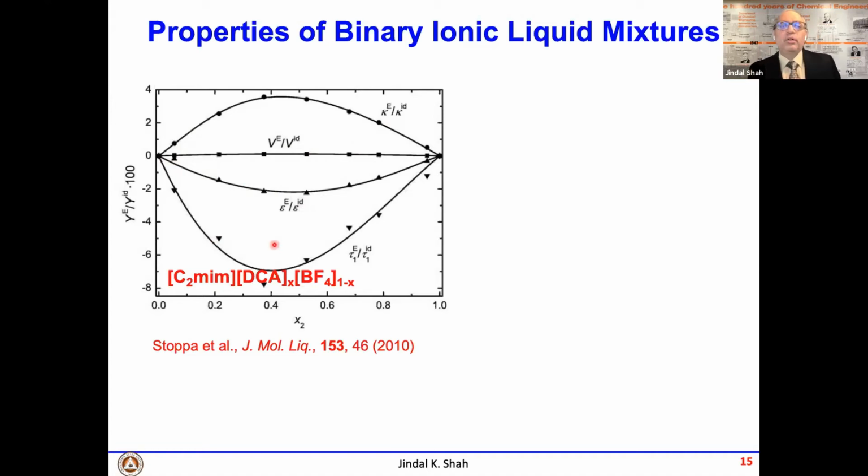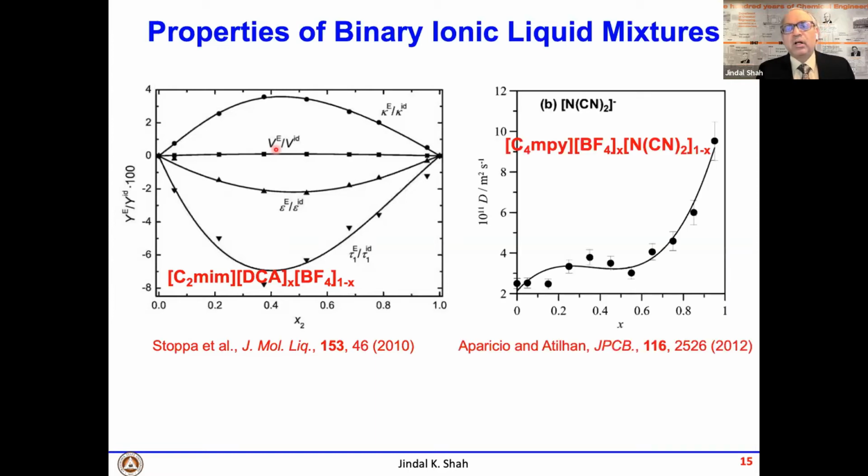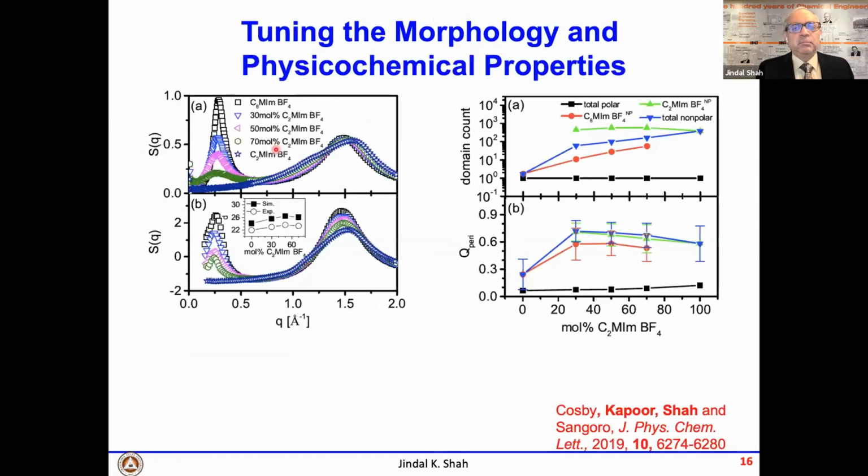And it's not as straightforward to define what an ideal ionic liquid mixture is, at least from the thermodynamic point of view, where we see that excess molar volumes are really small. But when we look at different properties, these ionic liquid mixtures show very unique behavior. This is about diffusion coefficient.